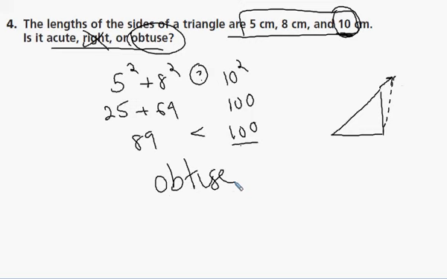If the hypotenuse was smaller, it would kind of have to move in like that, then this angle would be smaller. So that's sort of the opposite situation. And of course, if they're equal, then it's right.